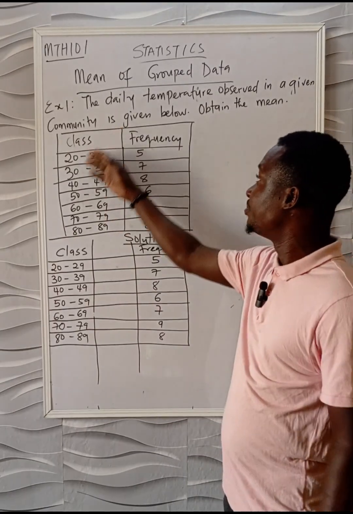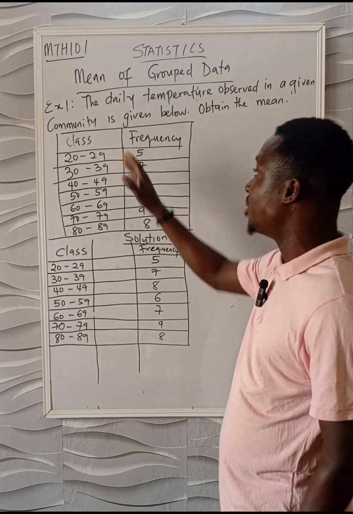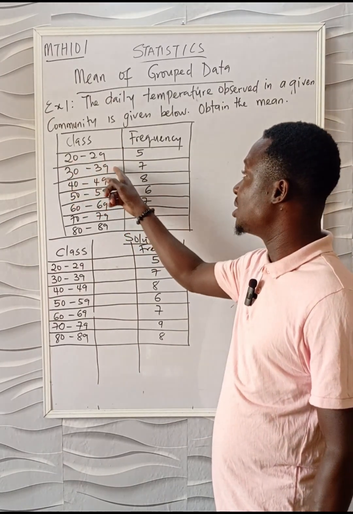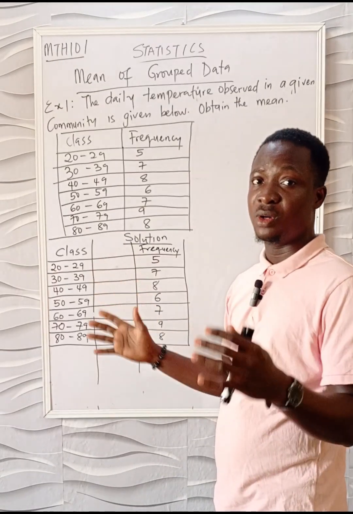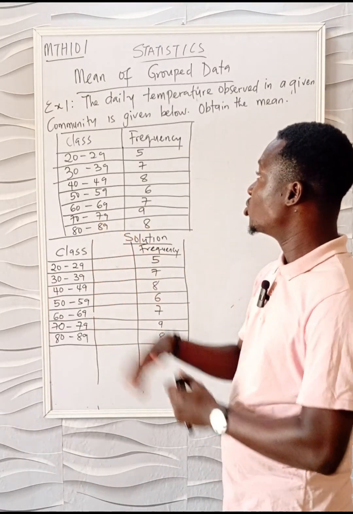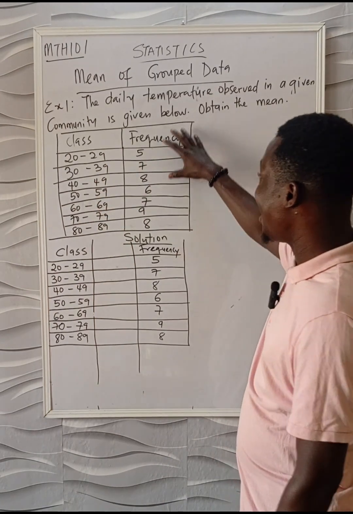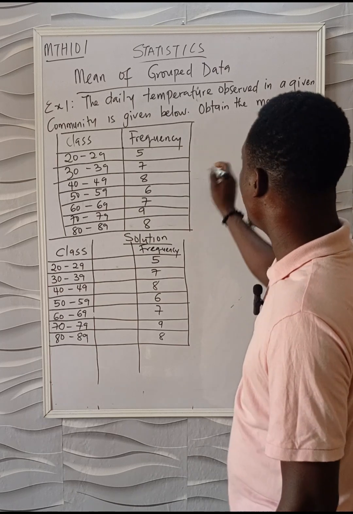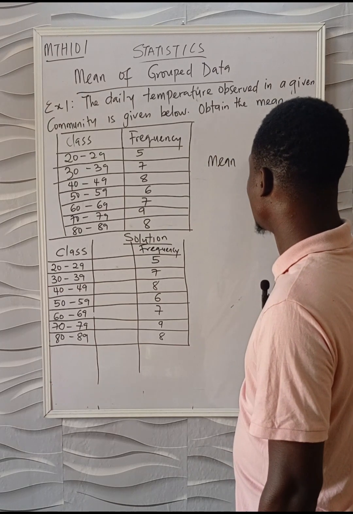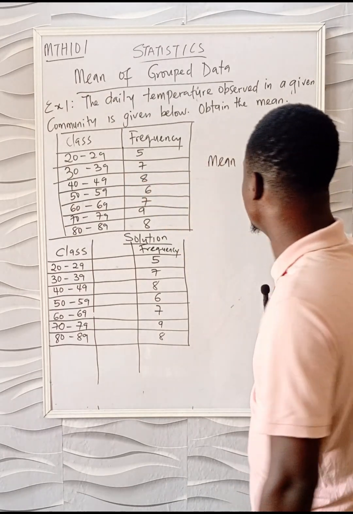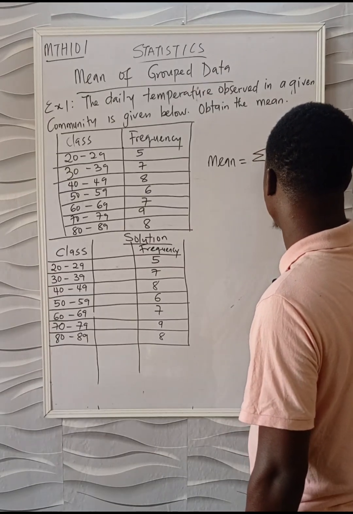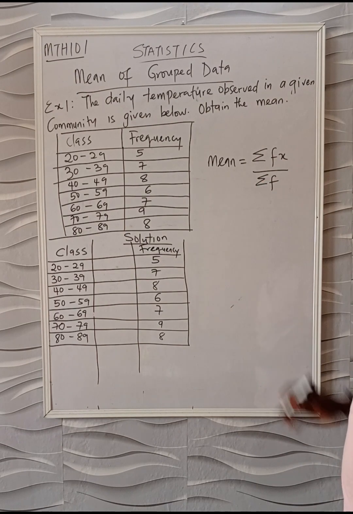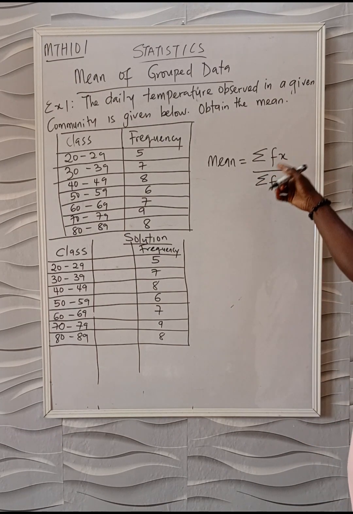So we have the class, and the reason why this is called grouped data is that you discover it is 20 to 29, 30 to 39, so all the numbers in between. We group everything together, and this is how we have the class and the frequency. So remember, the formula for the mean of grouped data that has frequency, like I said in my previous video, is equal to the summation of fx all over the summation of f.